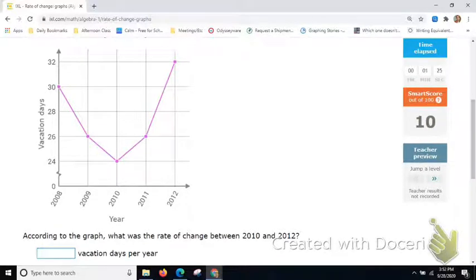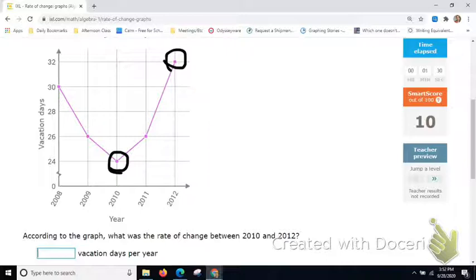So from 2010 to 2012. This time, talking about this point and this point. We don't have to worry about the point in between them. We're looking for the rate of change between those 2 years.